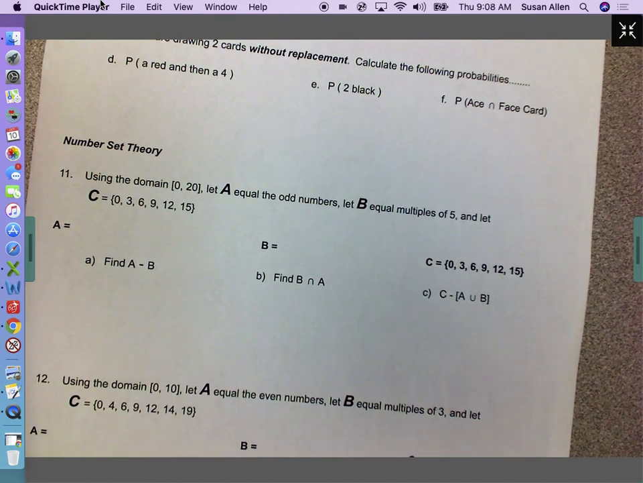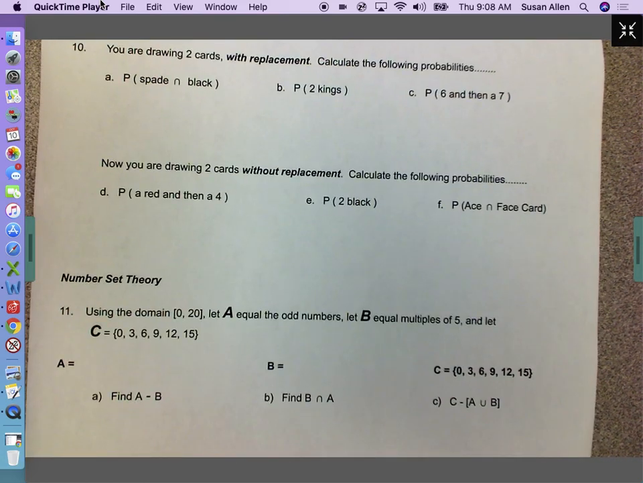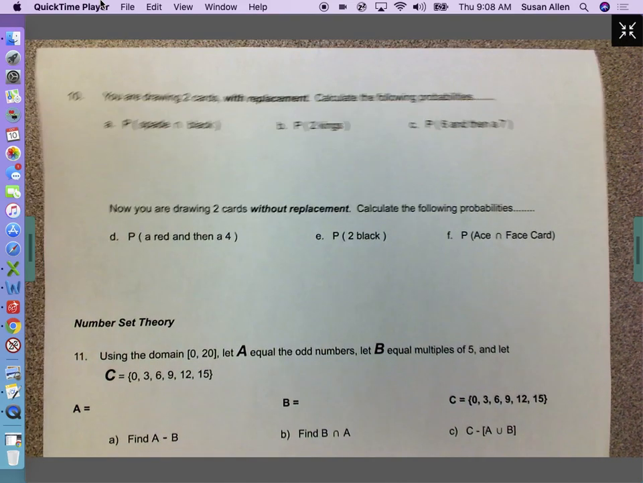Flip your page. Or look to the right. I'm sorry, I haven't printed on separate pages.